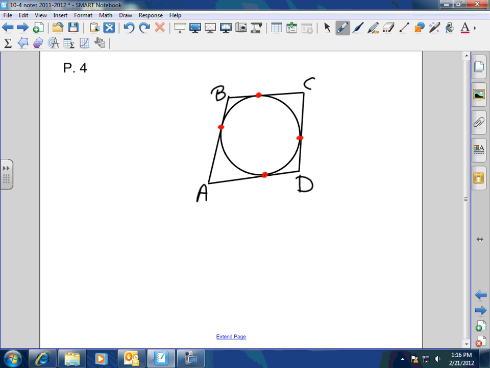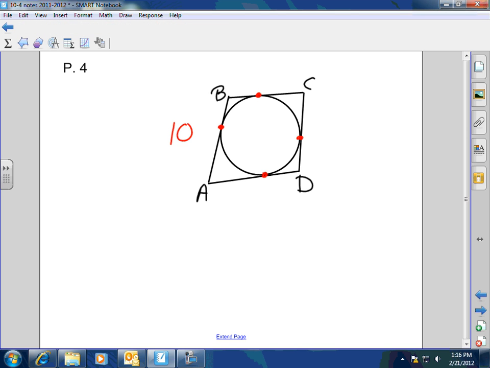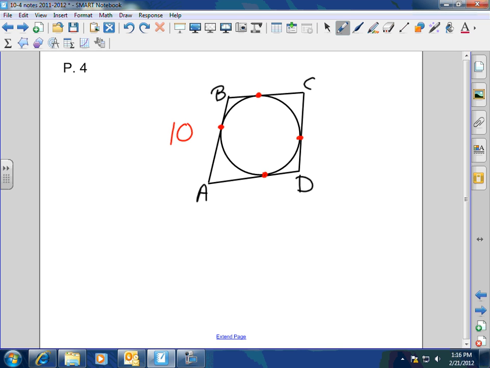They tell me that side AB is 10. BC is 15. AD is 18. And they want to find CD, which is X. Go ahead and write this down. It's going to be a lot easier than you think, I promise.